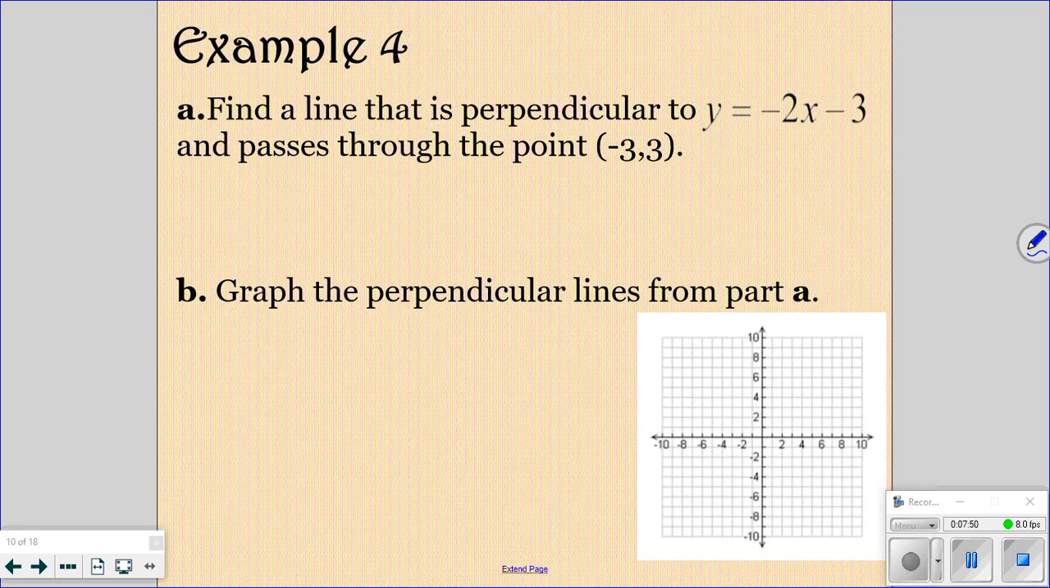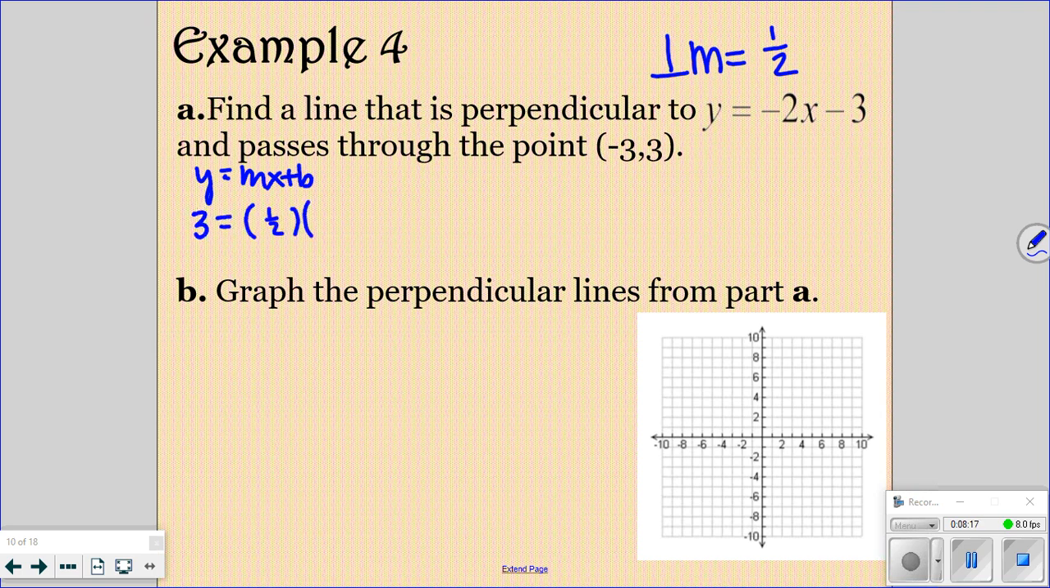Now we're going to try a line that's perpendicular to the line they give us and passes through the point. So the first thing you need to do is find your perpendicular slope. So the reciprocal of 2 is 1/2, and this one's negative, so when we make it negative again, it's going to become positive. So we're going to use y equals mx plus b. So our y value is 3, our slope is 1/2, and our x value is negative 3.